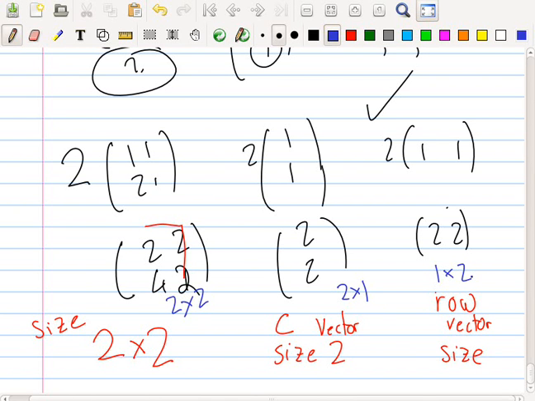Now, I'm a little bit tired, so I might have this backwards. I don't remember. So this could be the other way around, but I'm not 100% sure. But don't worry about it, okay? The idea is you have 2 rows and 1 column. Here, 1 row and 2 columns. And here, 2 rows and 2 columns. That's the key idea I'm trying to get to you here.